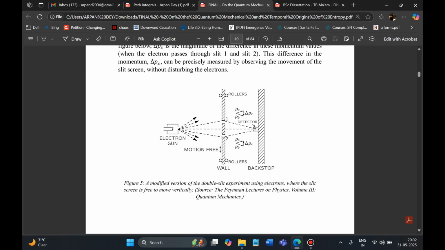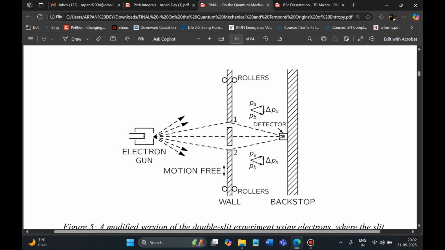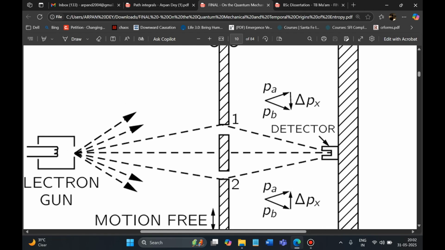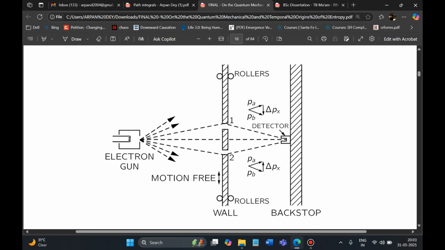Now Feynman proposed an alternate thought experiment. Let's assume that this is the wall with the two slits. Here is slit 1 and this is slit 2. Feynman assumed, just as a thought experiment, that this slit wall is free to move vertically. You see, it's written motion free and there are some rollers. So this screen is not fixed. It's free to move vertically, up and down.